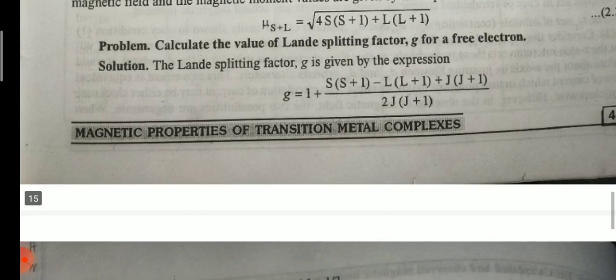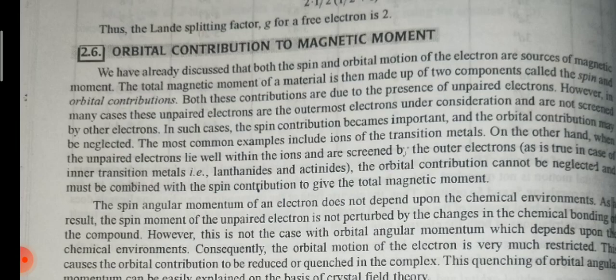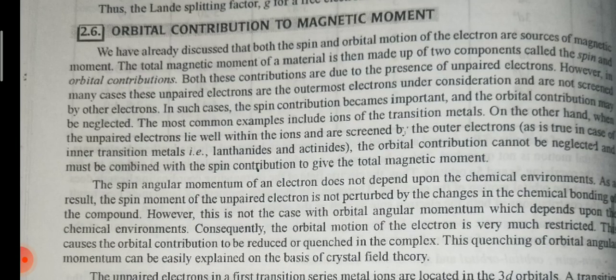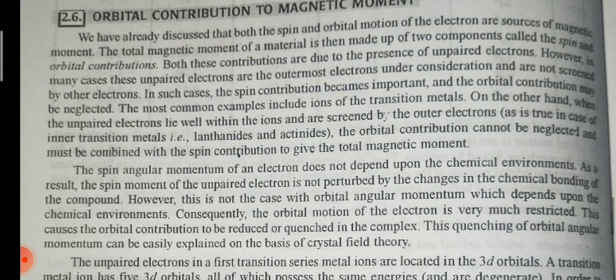Now, some problems are given. Orbital contribution to magnetic moment. We have already discussed that both the spin and orbital motion of the electron are sources of magnetic moment. The total magnetic moment of a material is then made up of two components, called the spin and the orbital contribution. Both these contributions are due to the presence of unpaired electrons.